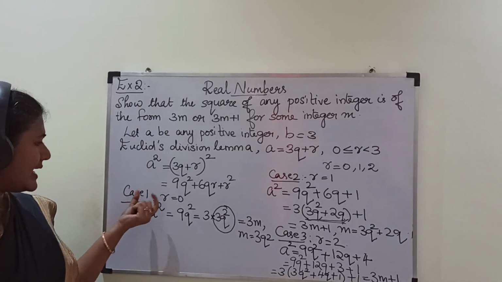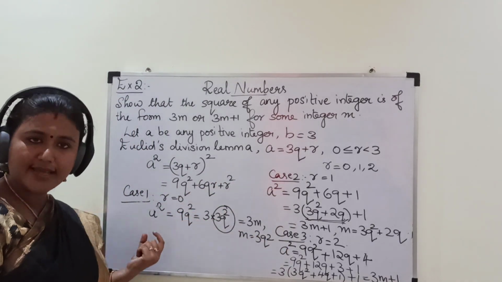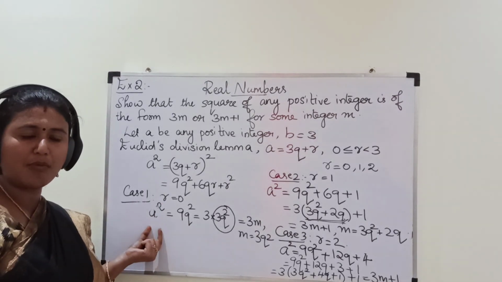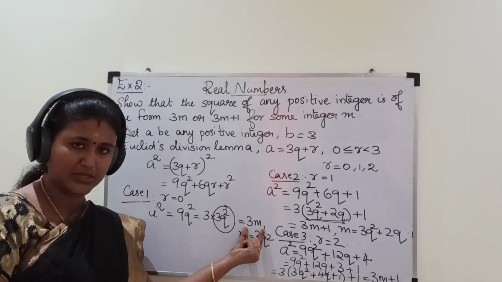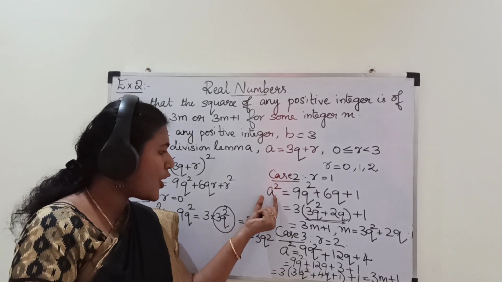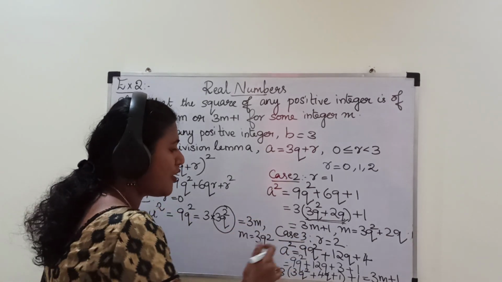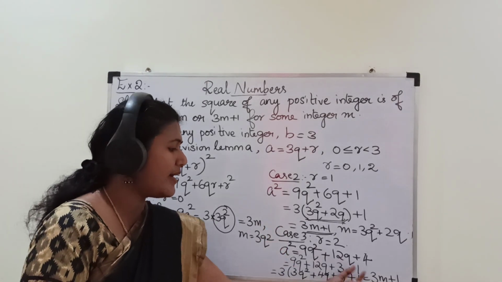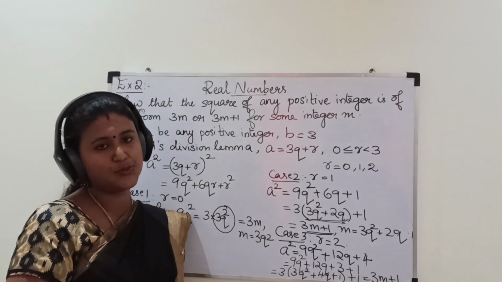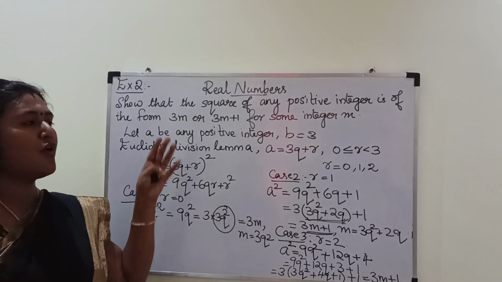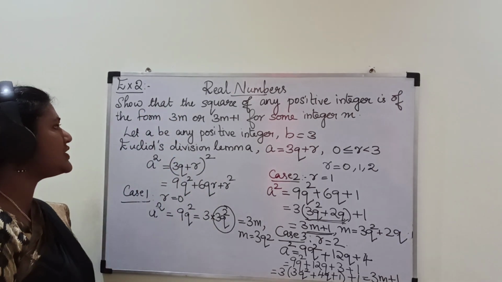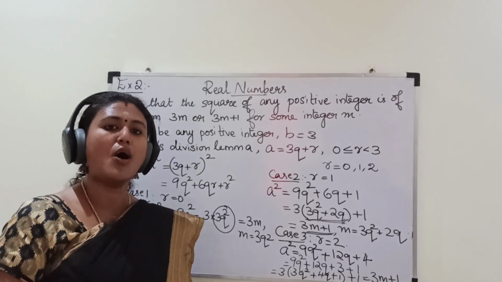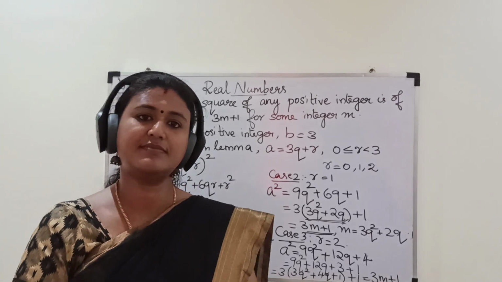So in all these 3 cases, in the first case we got a square of the form 3m. In case 2 we got a square of the form 3m plus 1, and in case 3 we got a square of the form 3m plus 1. So the square of any positive integer is of the form either 3m or 3m plus 1. Thank you students.